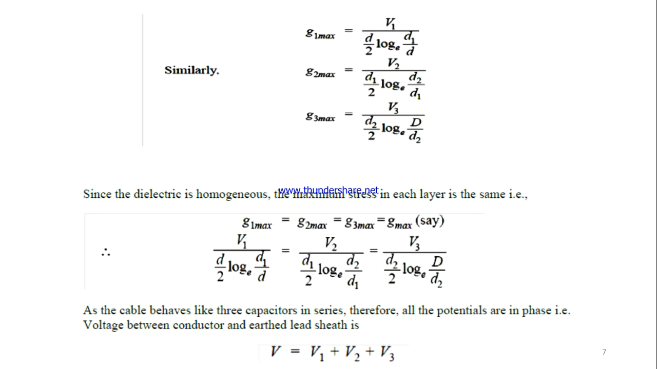Finally, while adding V1, V2, V3, since they are like three capacitors in series, we just add the potential: V equals V1 plus V2 plus V3. Finally, this will be the equation. This is how the maximum stress is in the homogeneous dielectric case.